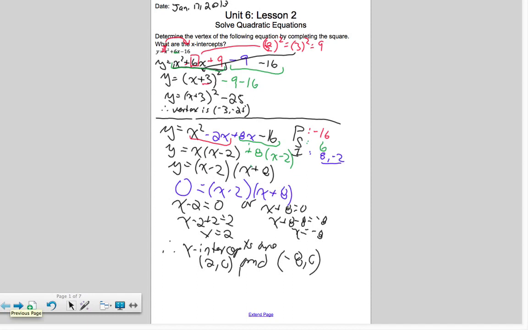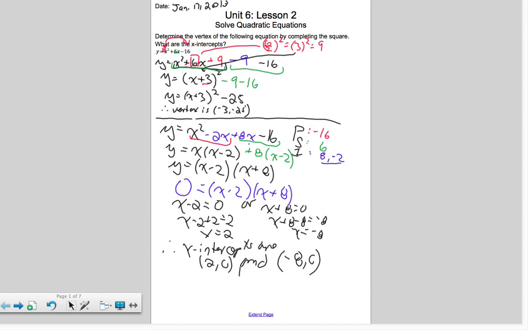So those are my two intercepts. Okay? And we took x equals 2, when we plug it back into the original equation, we should get 0. So what's 2 squared? 4, plus 6 times 2, which is 12. So 4 plus 12 is 16, minus 16. Lo and behold, we got 0.